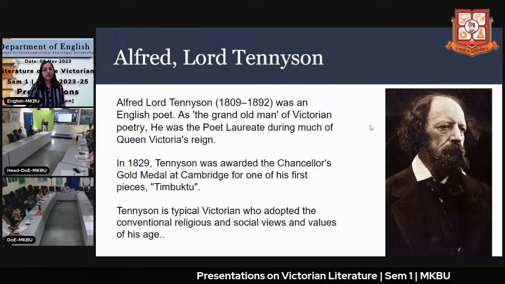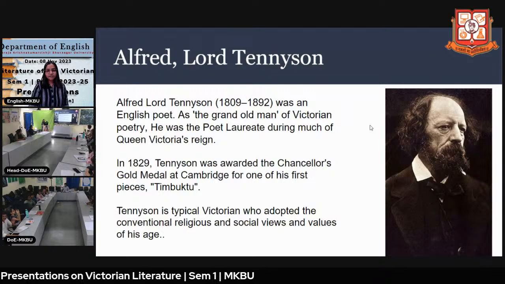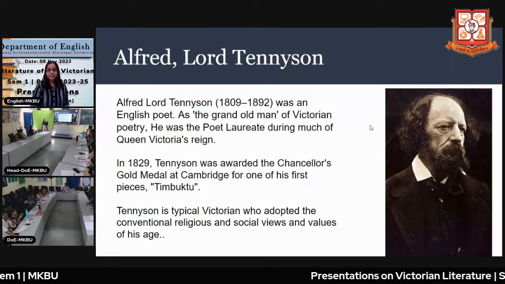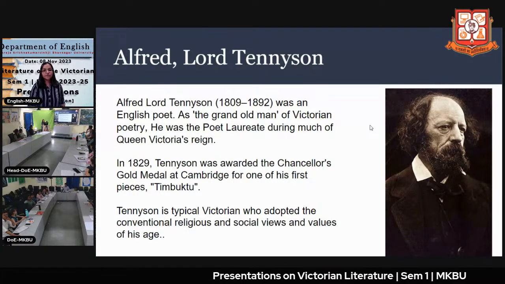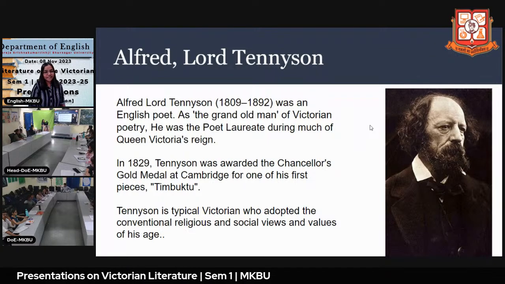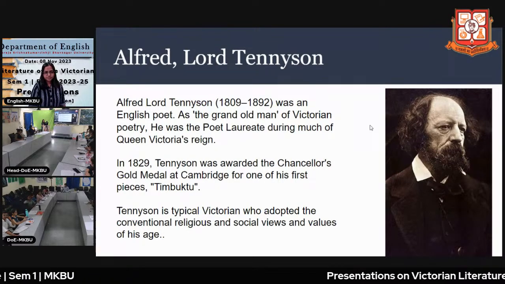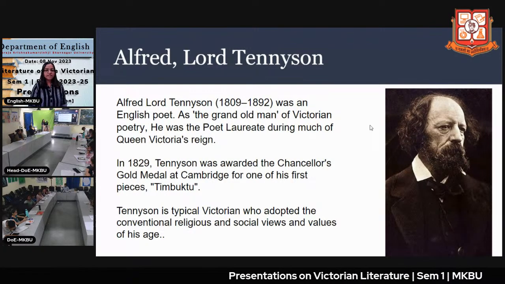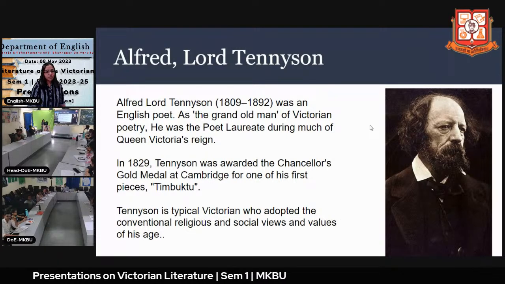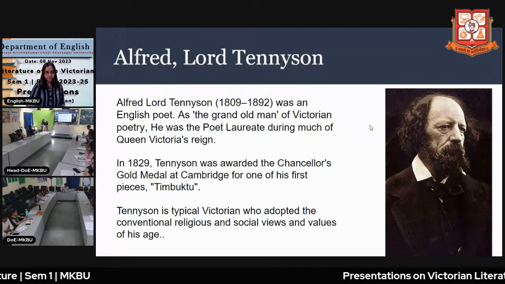About Alfred Lord Tennyson. Alfred Lord Tennyson, 1809 to 1892, was an English poet. As the grand old man of Victorian poetry, he was the poet laureate during much of Queen Victoria's reign. In 1829, Tennyson was awarded the Chancellor's Gold Medal at Cambridge for one of his first pieces, Timbuctoo. Tennyson is typically Victorian, who adopted the conventional religious and social views and values of his age.